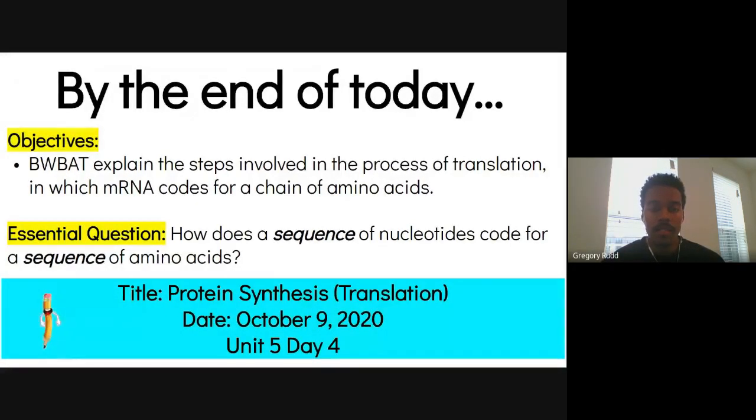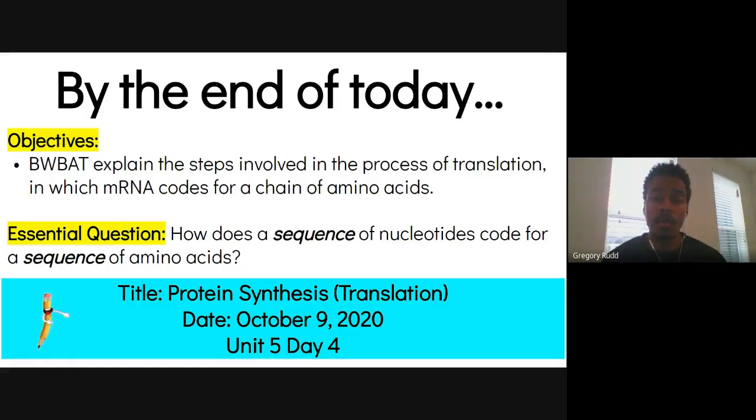Our objective is to explain the steps involved in the process of translation, in which mRNA codes for a chain of amino acids. So now we're going from mRNA to amino acids. Our essential question today is, how does a sequence of nucleotides code for a sequence of amino acids?